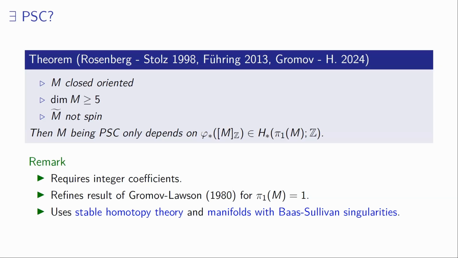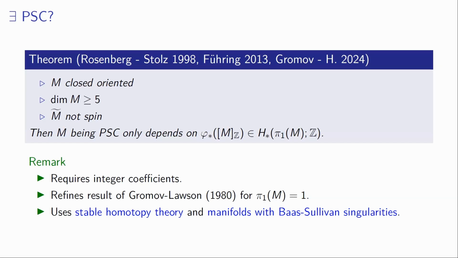So we have to use this property, and there is another feature: you subdivide this problem into several pieces. One is the prime 2, and one is the primes larger than 2. And for the primes larger than 2, you also need to study positive scalar curvature metrics on manifolds with certain singularities, with Baas-Sullivan singularities. But in the end, one has such an invariant statement, and this is another property which only depends on this characteristic class.